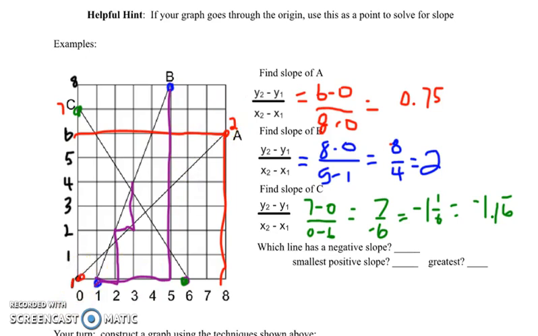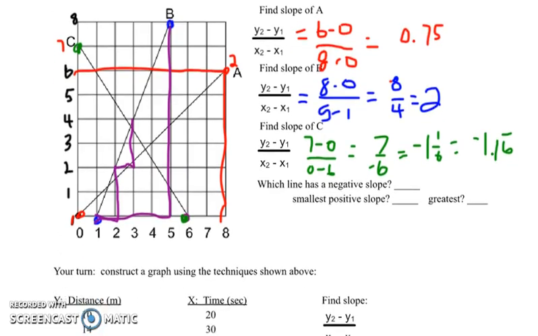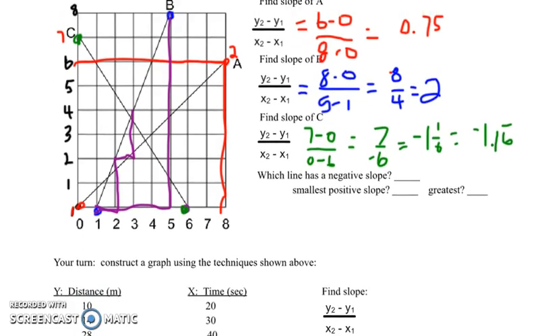So which line has a negative slope? Obviously it is C. The smallest positive slope, well, these two are both positive, so my smallest one, hopefully you got, is A, and the greatest is B. All right, so your turn. Why don't you go ahead and construct the graph below using the techniques shown above. Go ahead and pause this and spend some time, work it through so you draw your graph, draw your best fit line, and find your slope, and then stop.